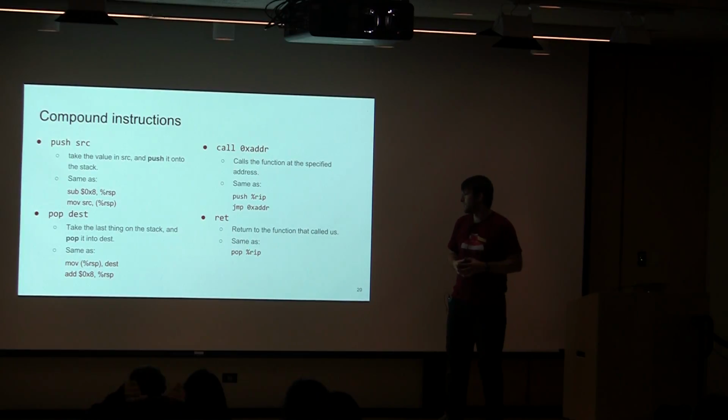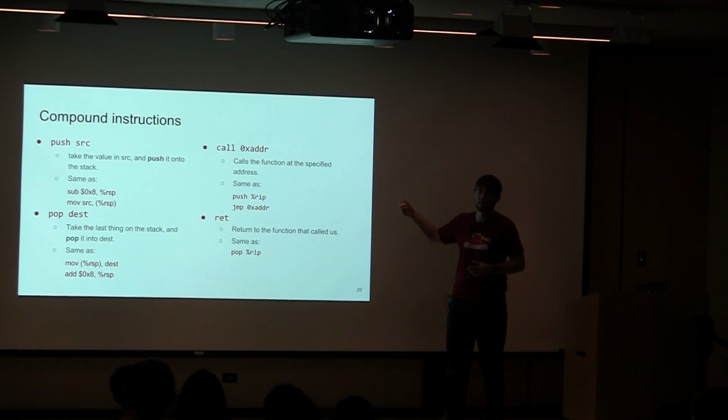And then return goes back. To go back, all you have to do is pop the old instruction pointer. It was saved on the stack by call, and then when you return, it pops it and updates the instruction pointer. Anyone have a guess why there's no jump in the return like there was in the call? You guys are a lively bunch tonight.